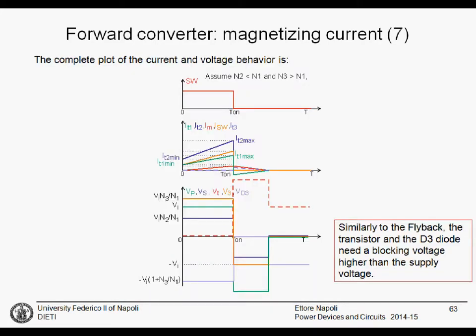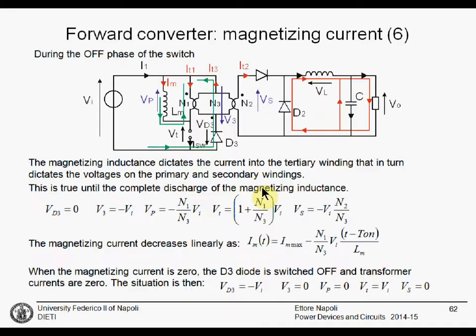The complete plot for current and voltage behavior is then. We studied the behavior during the on phase up to this moment. At this time instant, the switch goes off. The transistor voltage becomes positive because the transistor is blocking voltage here, and it becomes larger than Vi. It becomes 1 plus N1 divided by N3 times Vi.